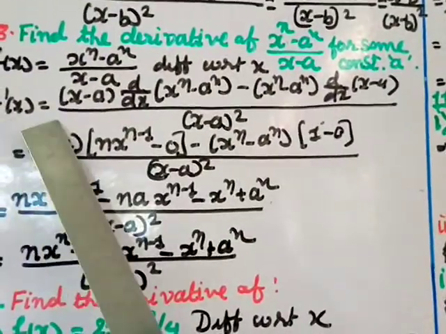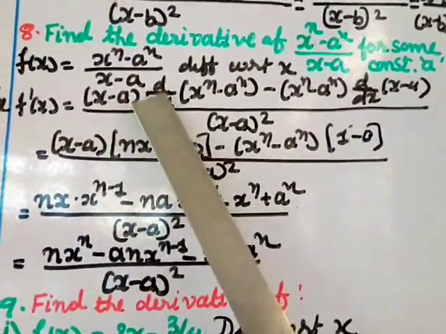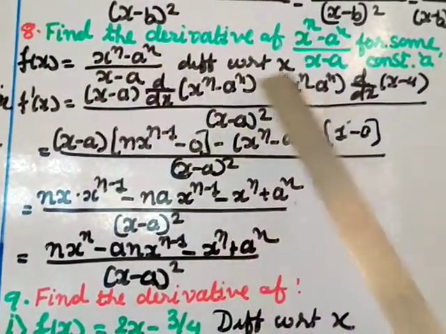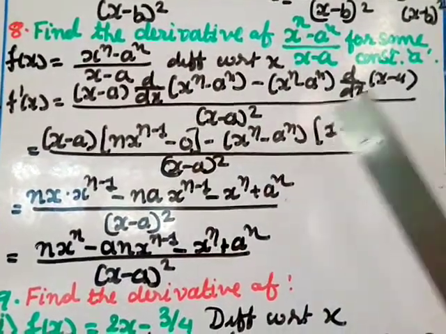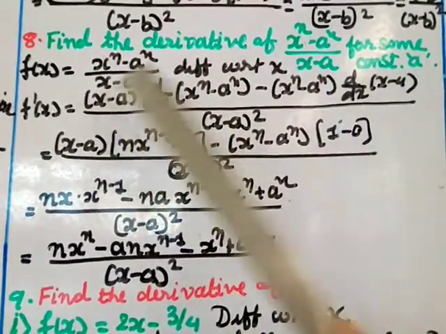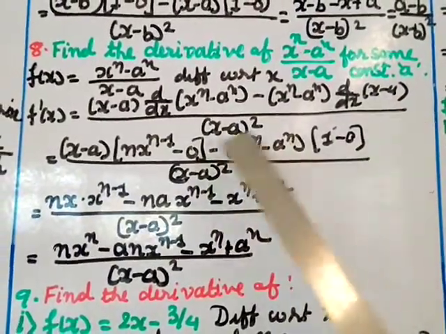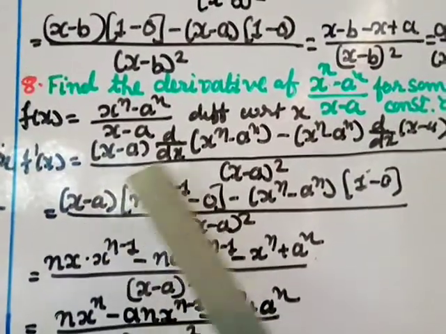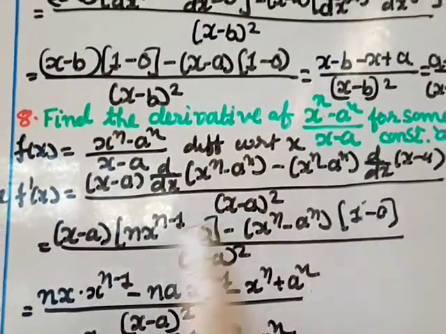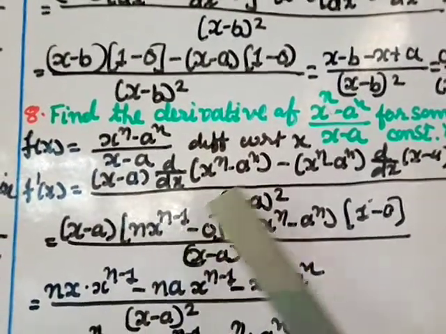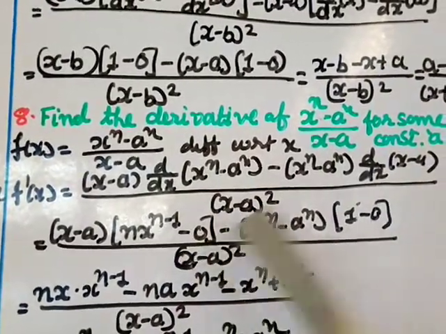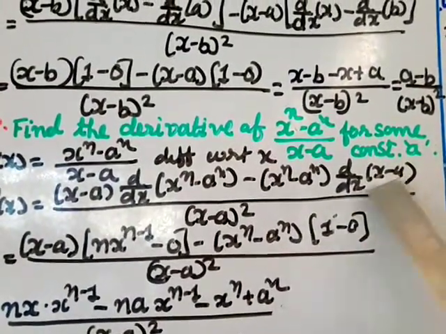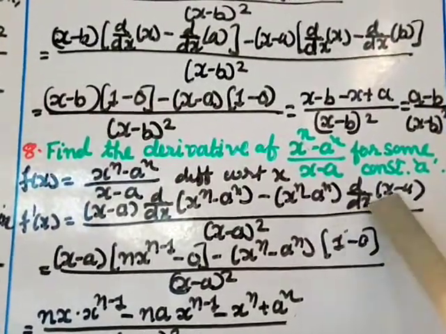So f dash x equal to denominator x minus a as it is, differentiate the numerator, so d by dx of x power n minus a power n, minus numerator as it is, x power n minus a power n as it is, and derivative, that is d by dx of the denominator x minus a, divided by square of the denominator, that is x minus a whole square. X minus a as it is, this is derivative of x power n, direct formula, n into x power n minus 1. Okay, and this a power n is a constant, so 0, minus x power n minus a power n as it is, x derivative with respect to x is 1, and this is constant, so 0. Okay, already I said that x with respect to x is 1.